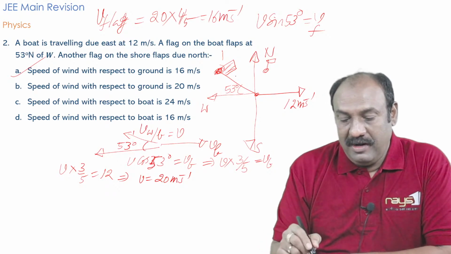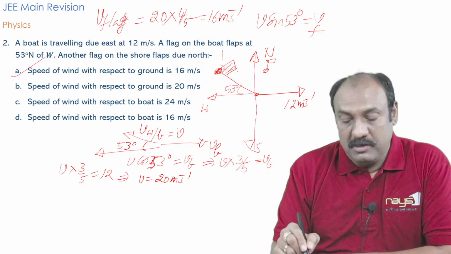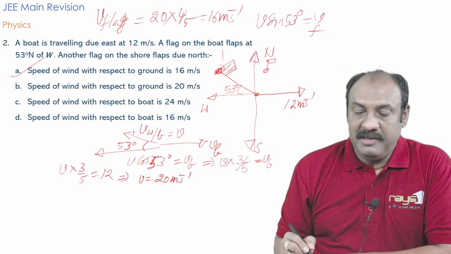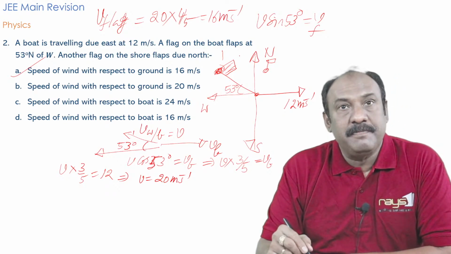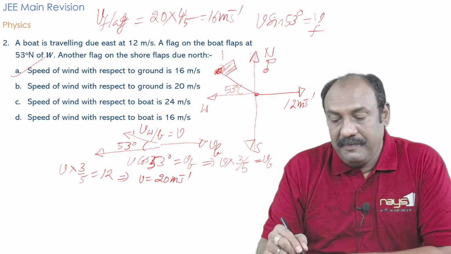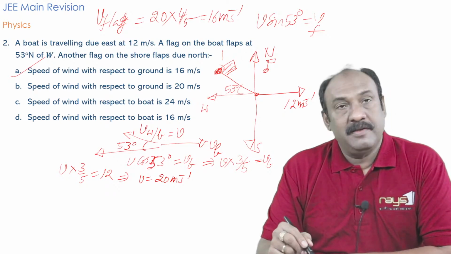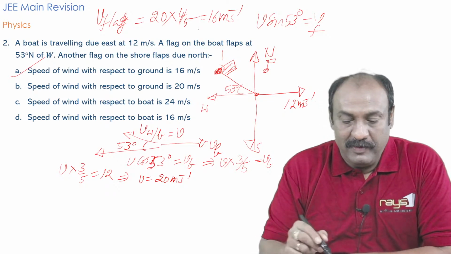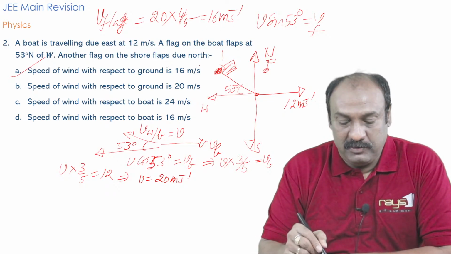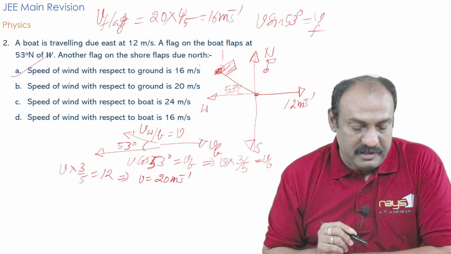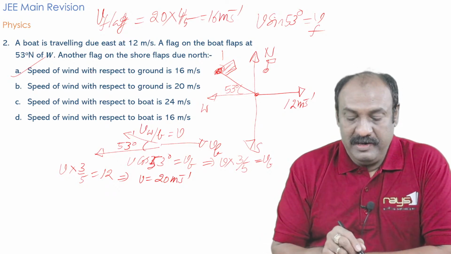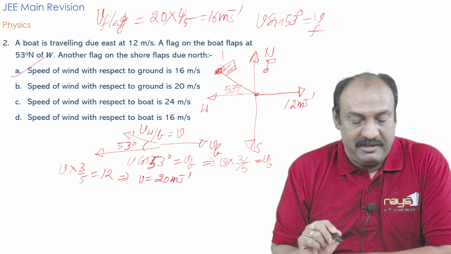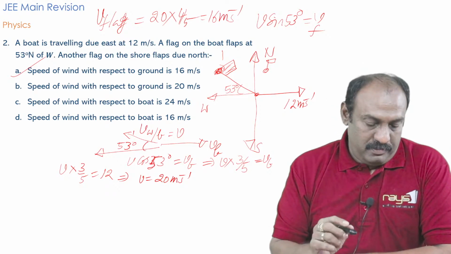So, what is the velocity of the wind with respect to the boat? That is 20 meter per second. The velocity of the wind in the northward direction is the absolute velocity. That value is 16 meter per second. So, the answer for question number 2 is that the speed of the wind with respect to ground is 16 meter per second. Next question.